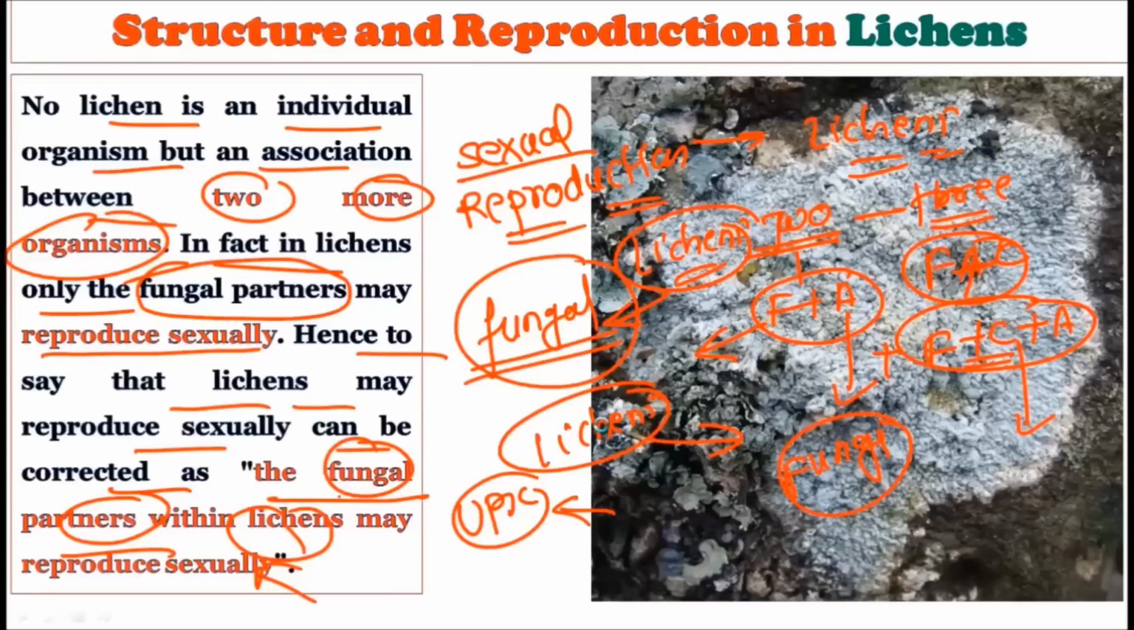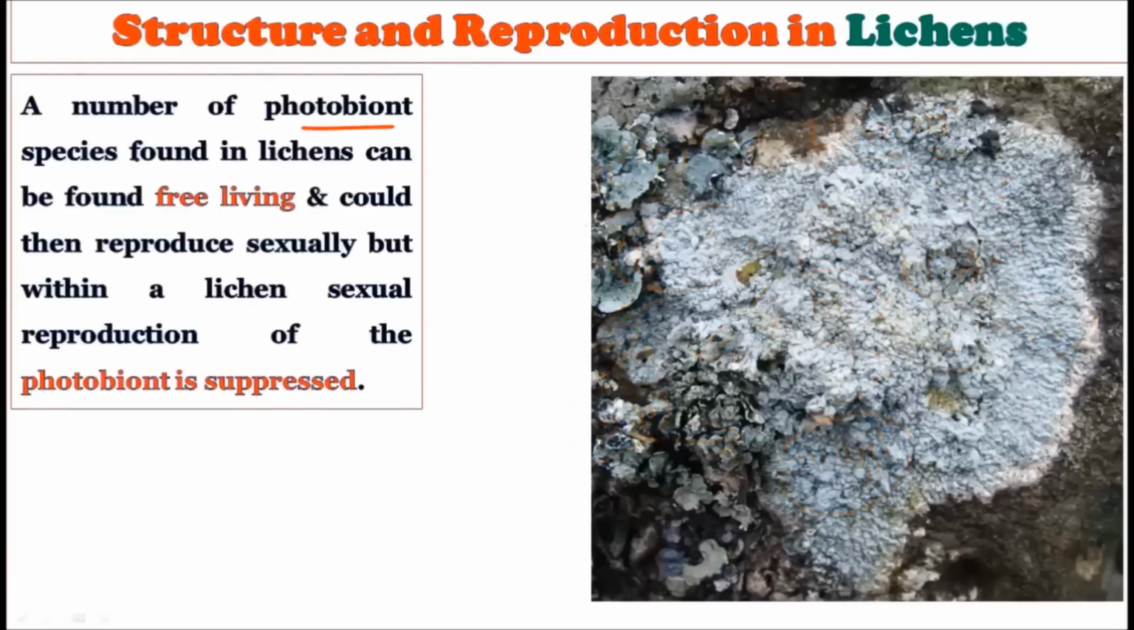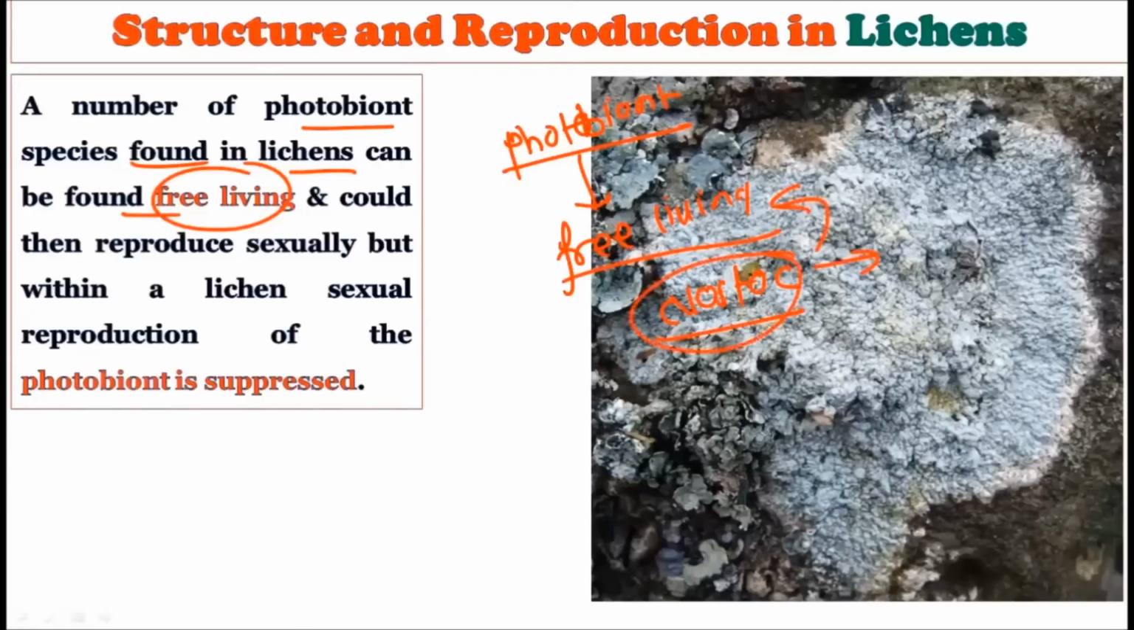Now consider that a number of photobiont species found in the lichen can also be found free living. So what about the photobiont cell? How do they reproduce sexually? All these photobiont cells found in the lichen are also free living in nature. Just like Nostoc forming the lichen, these Nostocs also live freely. They are found in nature as free living organisms, and they also form the lichen.